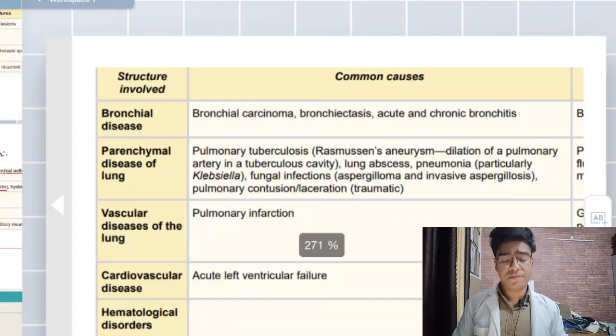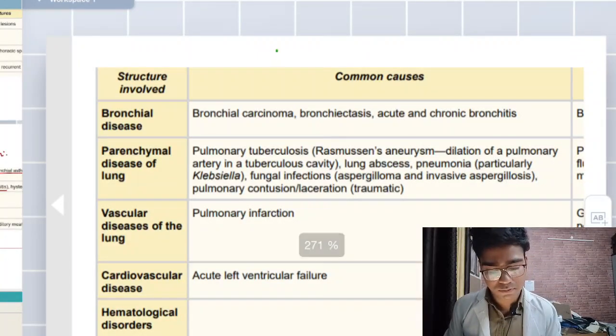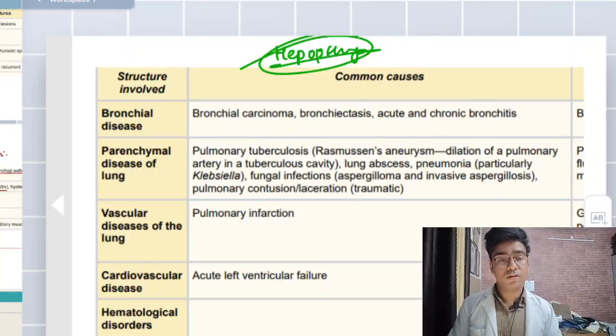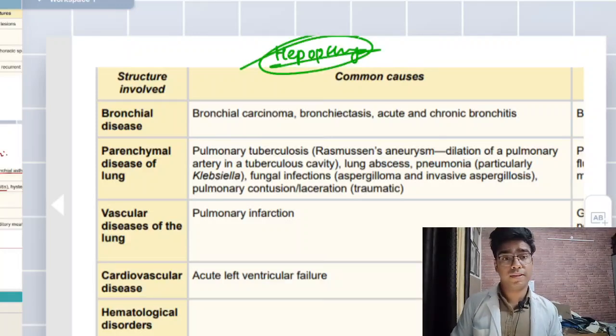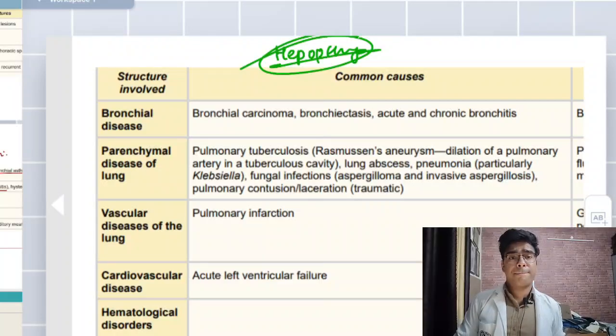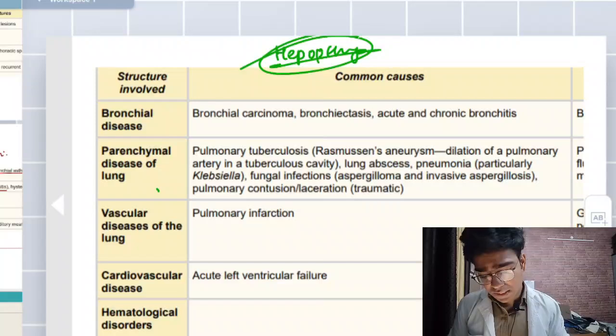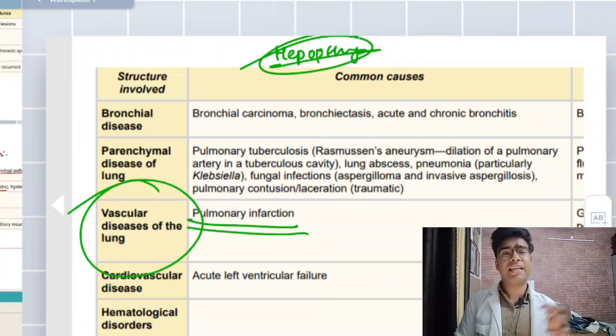The other thing we have to discuss is the causes of hemoptysis, right? So there is blood along with the cough, that is hemoptysis. Now there can be various causes. Hemoptysis means there is blood. So the most common cause we can think of is vascular disease. Any kind of vascular disease, for example pulmonary infarction, can lead to hemoptysis.